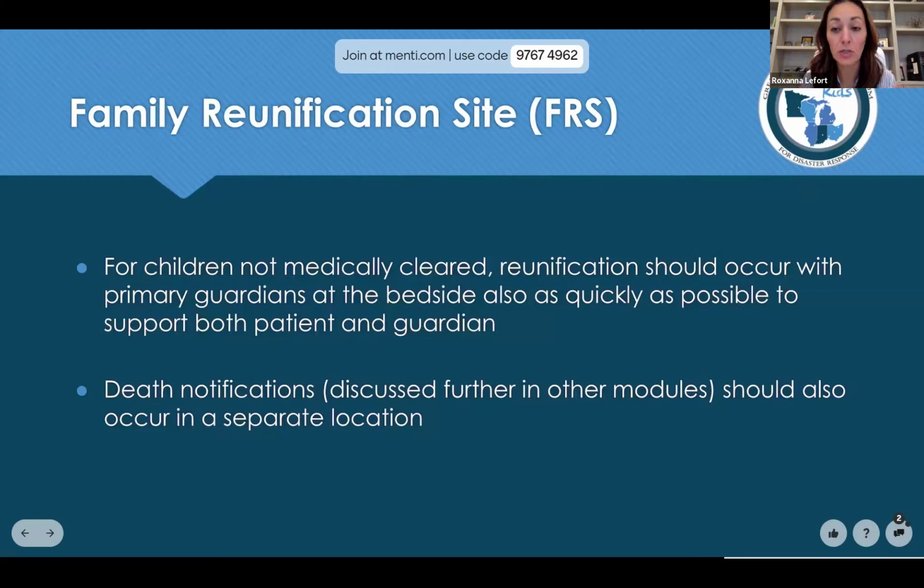And then death notifications, which are going to be discussed later, should also occur in a separate location. Again, you don't want families waiting to hear about that. You don't want that happening in the same place where you're reunifying happy families. So just something to consider. Next slide.